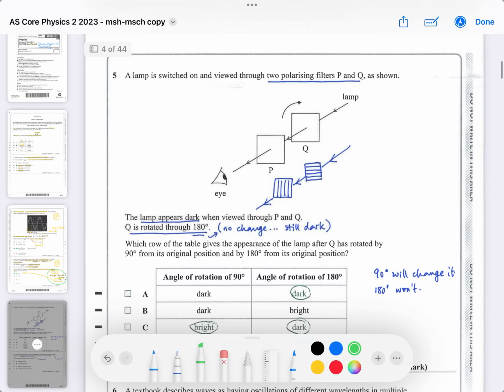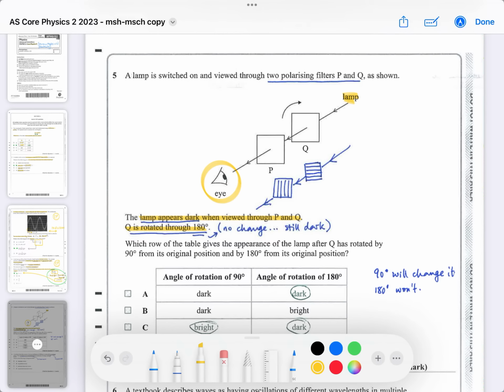Question 5 is about polarization. A lamp is switched on and viewed through 2 polarizing filters, P and Q, and you're looking at it from the perspective of this eye. So the light is traveling through as shown. The lamp, it says, appears dark when viewed through P and Q. Yeah? Now then they say Q is rotated through 180 degrees.